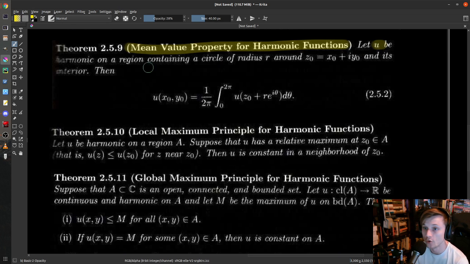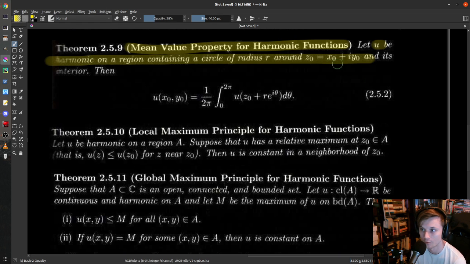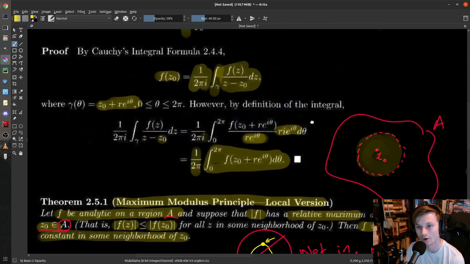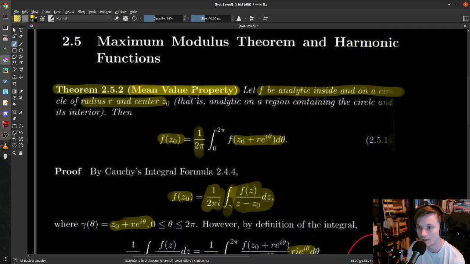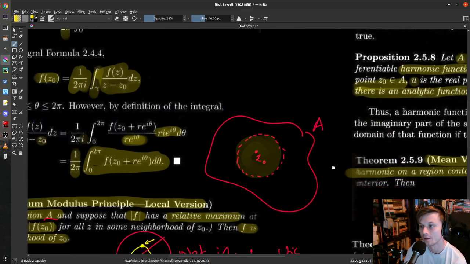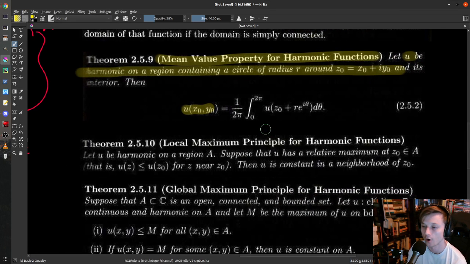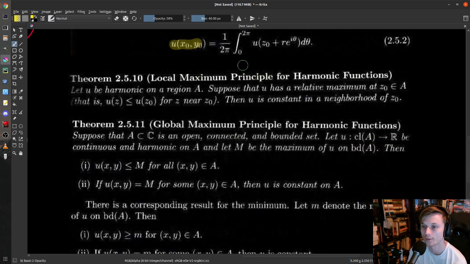So if U is harmonic on a region containing a circle of radius r around the point z naught, which we'll write as x naught plus i y naught, and in its interior, so on the circle, and on the inside of that, right? Then U of x naught, y naught is exactly the same as before, the mean value property for an analytic function. That is, harmonic functions at a given point are also described in terms of their contour integral around a circle centered at that point. Their average value on that circle. Kind of cool.